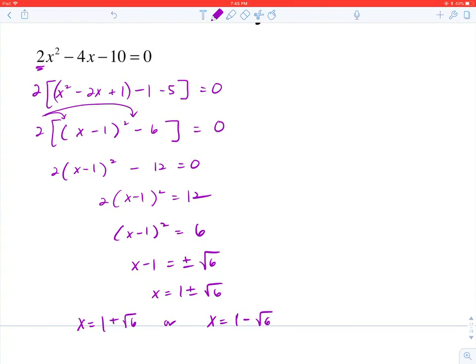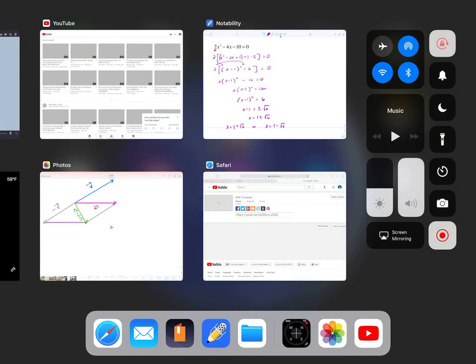I definitely do not think that solving quadratics by completing the square is the most efficient method, but it is a method that will allow you to find all of the real solutions to a quadratic equation. In next class, we'll derive the quadratic formula, which is another way for you to find the real solutions to a quadratic equation.